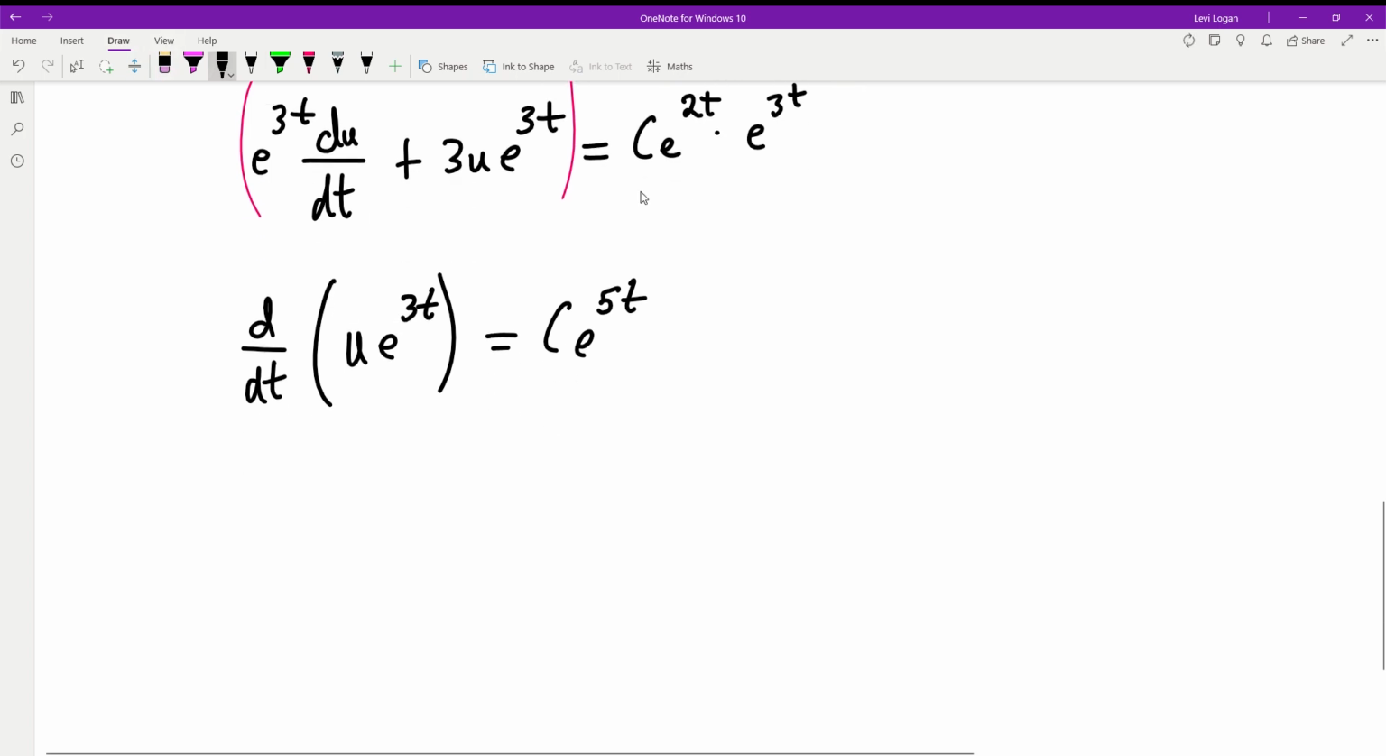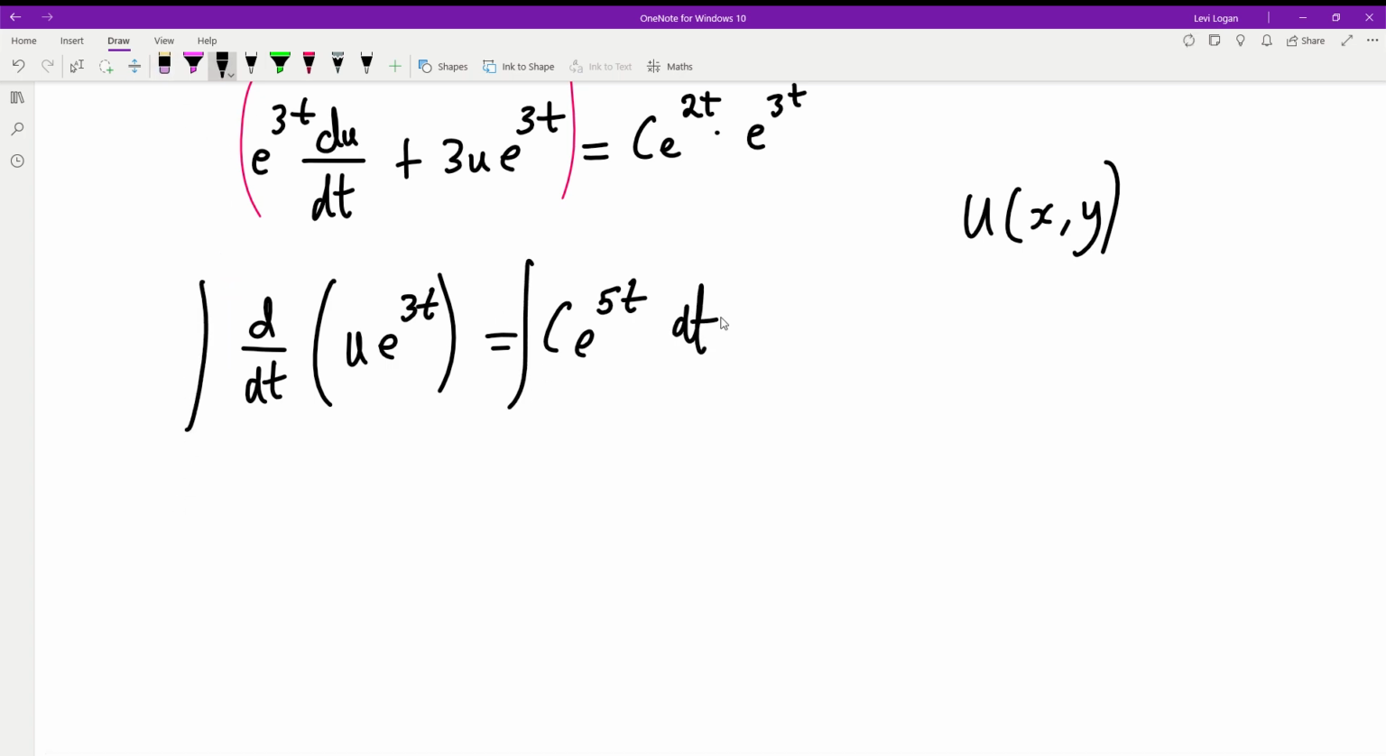Because remember, we're trying to solve for u, where u is a function of x and y. Okay? Now, I need to integrate both sides with respect to t to undo this derivative here. So I have u e to the 3t is equal to the integral of c e to the 5t dt. Now, when I integrate this side, rather than having a constant, it needs to be a constant function with respect to the other variable.